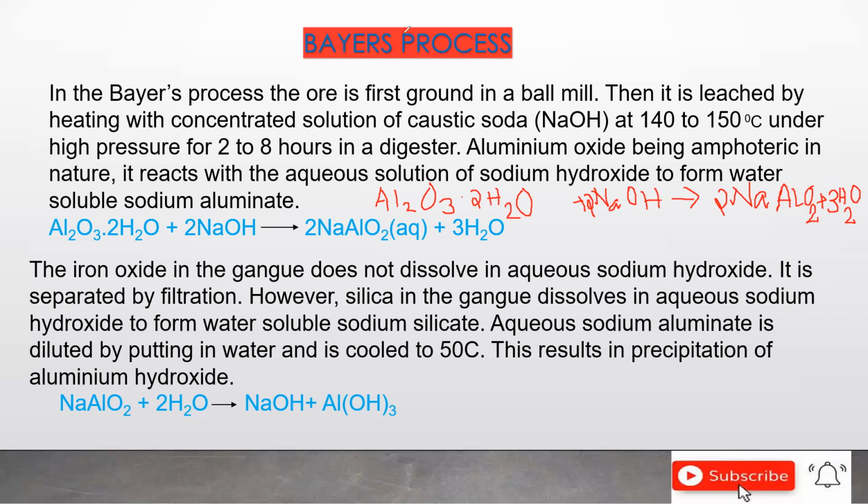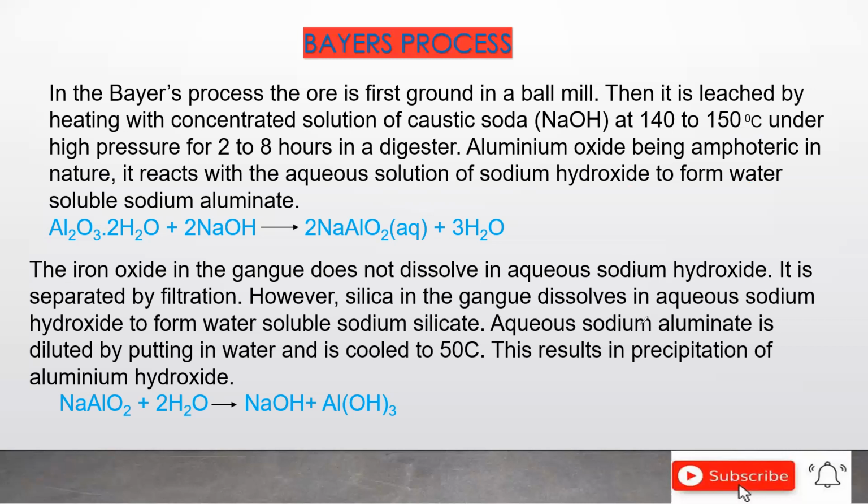Is that clear? Now, so we got sodium aluminate, NaAlO2. Now, iron oxide in the gangue does not dissolve in sodium hydroxide. So, it can be separated by filtration. Silica in the gangue dissolves and forms water-soluble sodium silicate.